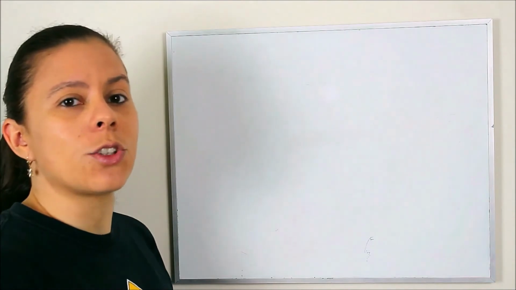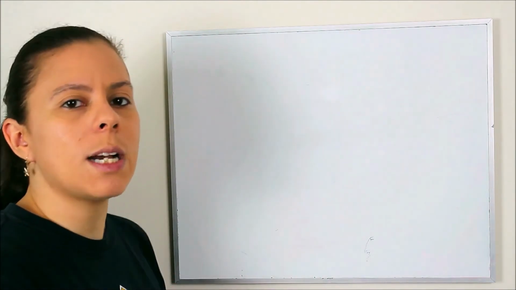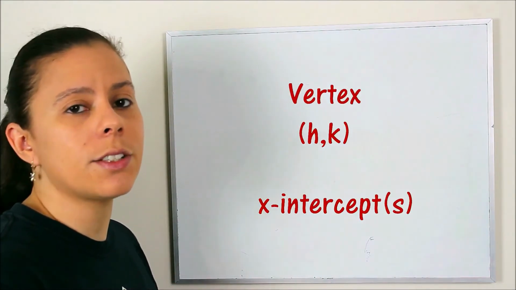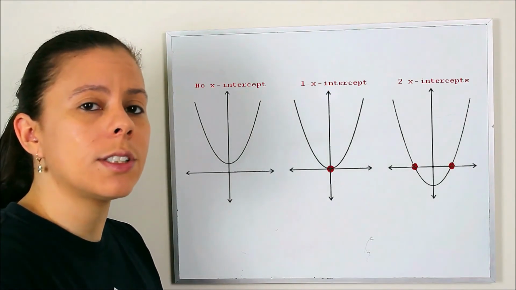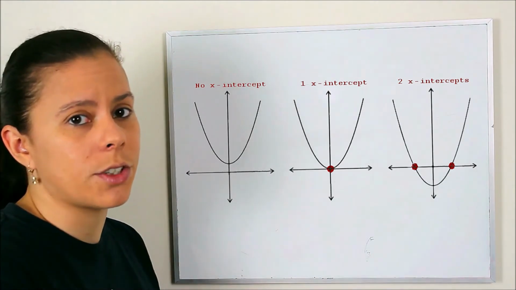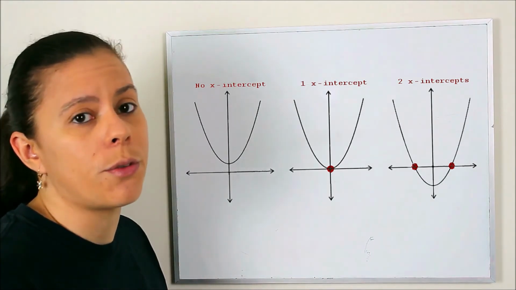So what would I need to graph this parabola? Well, the first thing I would need is the vertex and the x-intercepts, if any. Sometimes we're going to find out that we have one x-intercept, two x-intercepts, or no x-intercepts, and we're actually going to see examples of all three of them today.